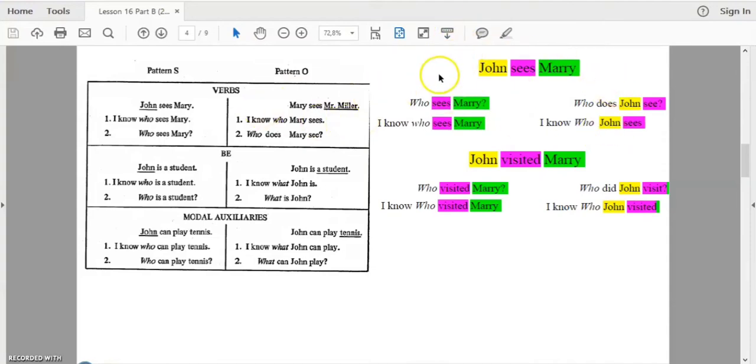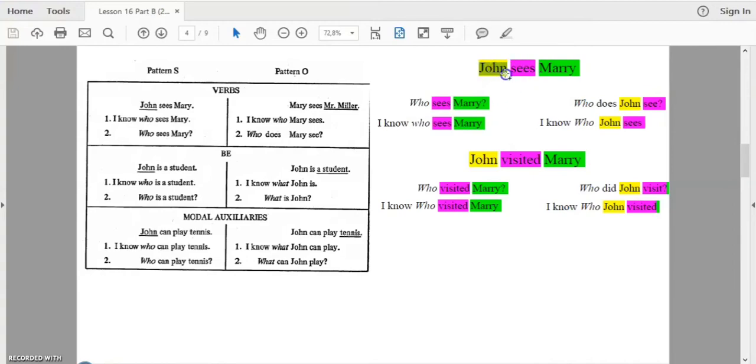Here I make a simple sentence: John sees Mary. For this sentence, we use verbs. John is the subject, sees is the verb, Mary is the object. Just remember that we put S after the verb because this is simple present tense. After the verb, we add S because the subject is the personal pronoun he, that's John.